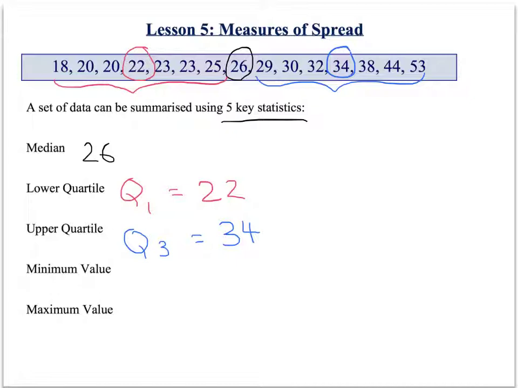So again, that tells us that 75% of the data is going to be a value less than 34, and 25% of it is going to be more than 34. So basically your lower and upper quartile are just dividing your data into quarters or 25%. The minimum and maximum value, hopefully pretty self-explanatory. The minimum value of this data set is 18, and the maximum value is 53.